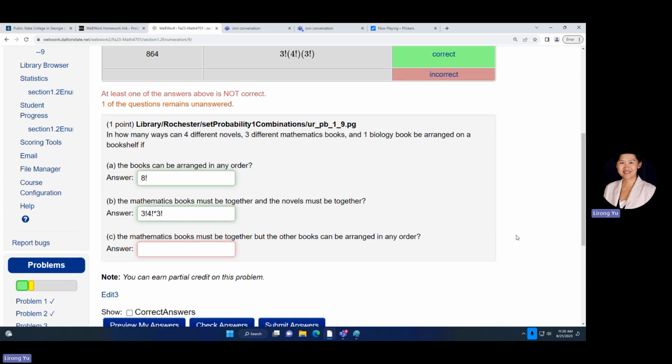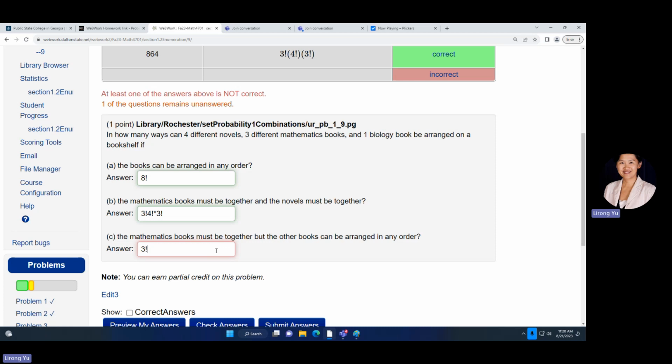Last one, if the math books must be together, but other books can be arranged in any order. In that case, the math books in themselves, all the math books are together. So inside the math books, you still have the 4 factorial. 4 factorial, how many choices, there are 3 math books, right? 3 factorial. That's how you arrange the 3 math books. Now, once it's already arranged, you just bind it all together and then keep that order. And then you think of all the 3 math books as already together as a whole.